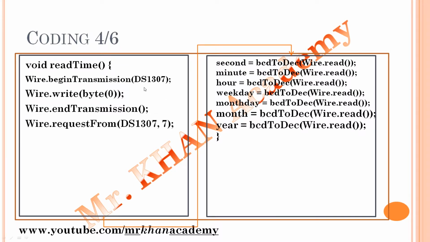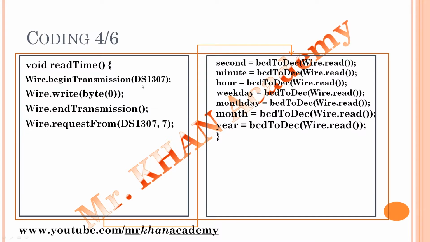This is a variable name DS13. Don't be confused why I'm writing DS13. This is a variable I defined initially, and under that I store the address of that device. You need to check the data sheet of the particular device which is working on the I2C protocol, and that address you need to store. With the help of that address, the microcontroller will easily identify which slave we need to communicate with.